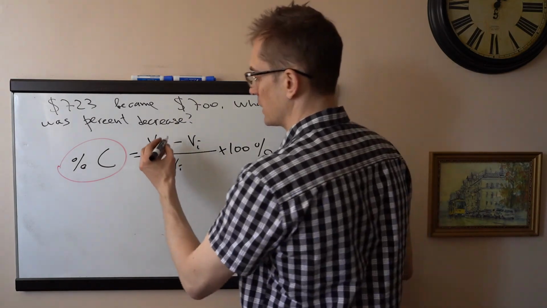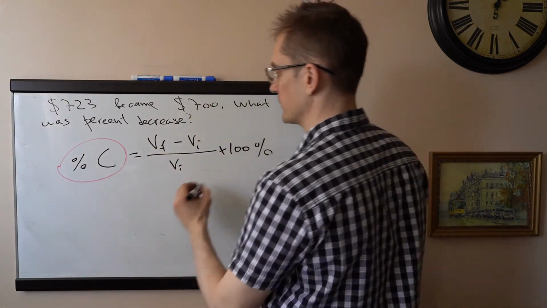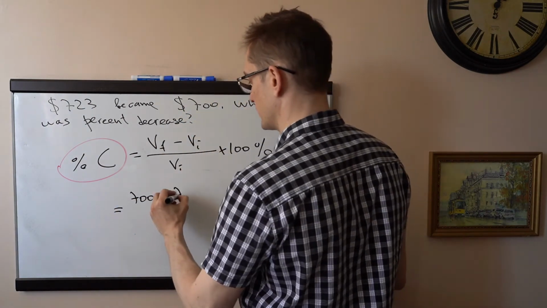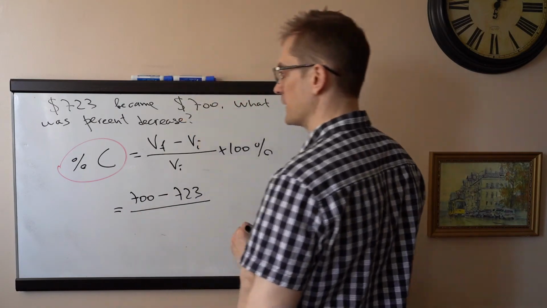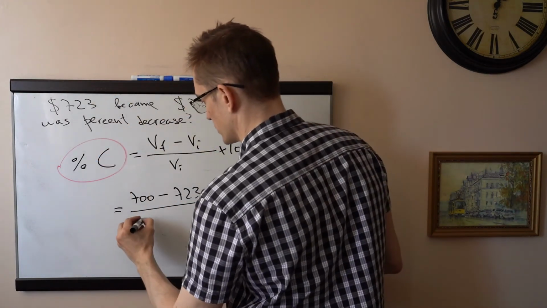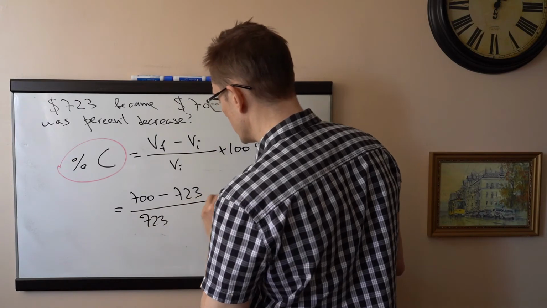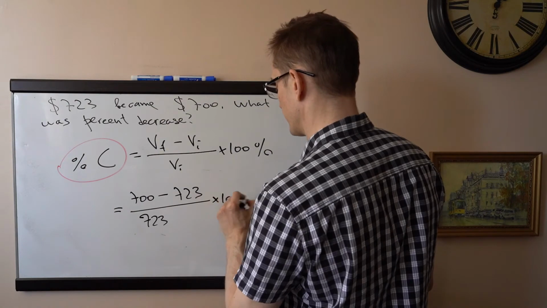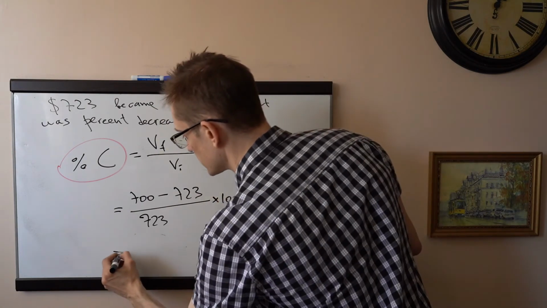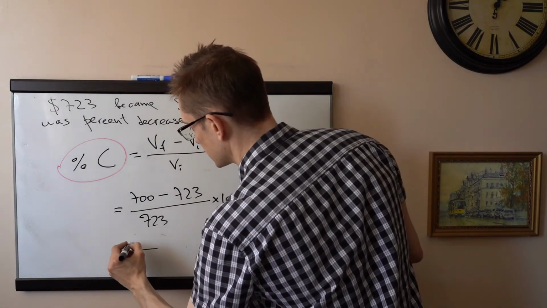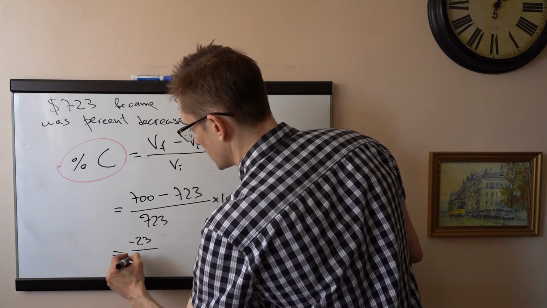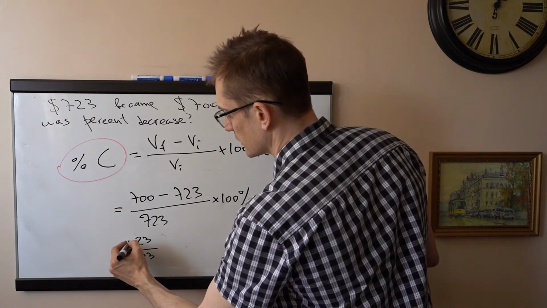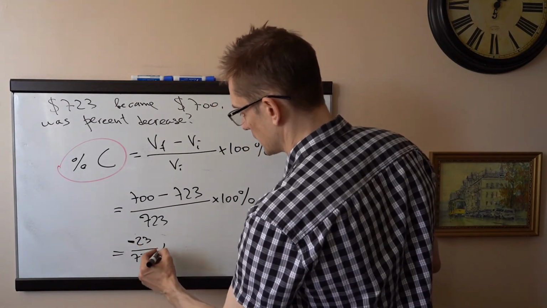So in this case, you have final value. What is your final value? It's 700, right? 700 is the final value. Initial value is 723. And then you divide by initial value, which is 723. Now note it, and then multiply by 100. Right? So notice that you will actually have a negative number here. Minus 23 divided by 723. So you will see a negative value, right? Times 100%.